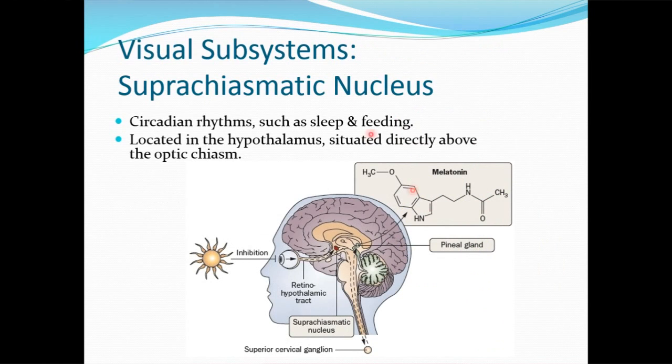Now, a different subsystem is the suprachiasmatic nucleus. It has to do with circadian rhythms such as sleep and feeding. It's located in the hypothalamus and situated directly above the optic chiasm. Remember, the optic chiasm is where the pathways cross. So the information comes in here and relays to the suprachiasmatic nucleus, which, as I said, has to do with your circadian rhythms. And we know that our circadian rhythms are affected by how much light comes into our eyes, so we know whether it's daytime, nighttime, winter, summer, more light, less light.